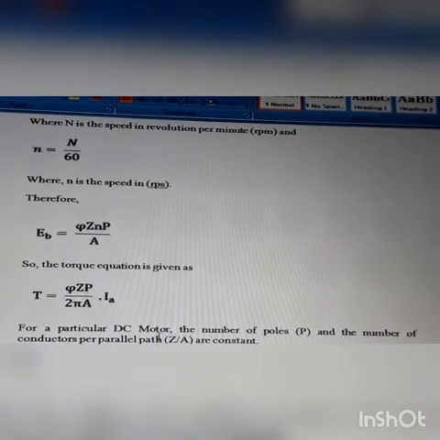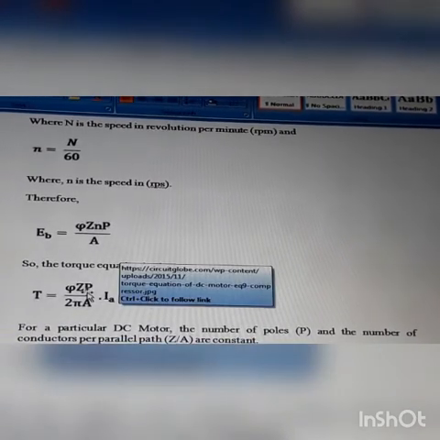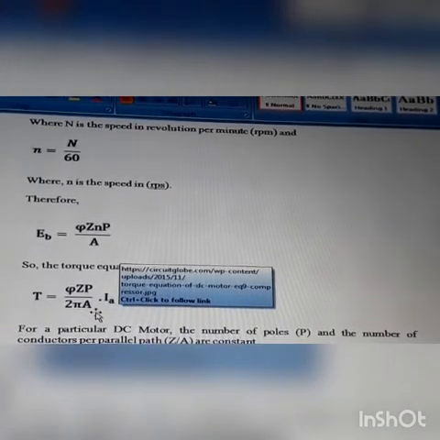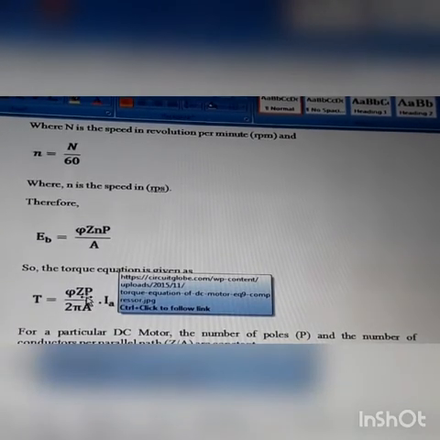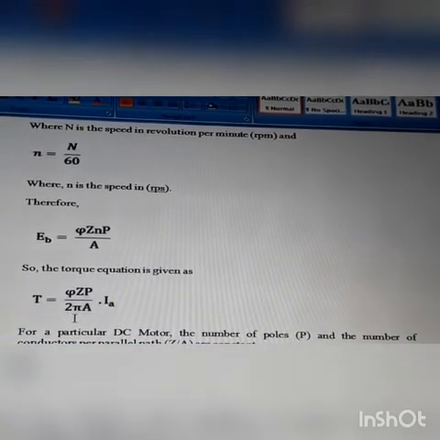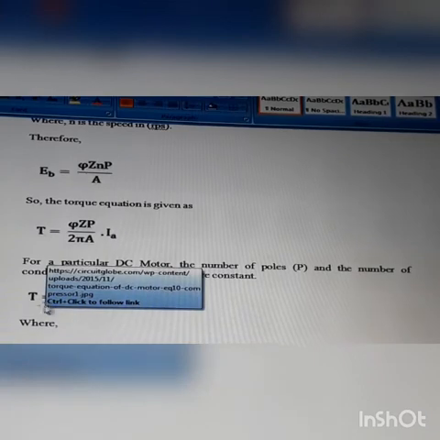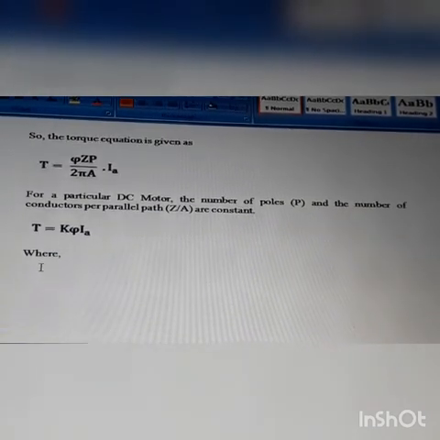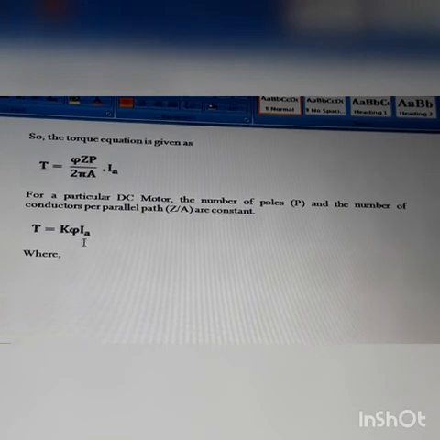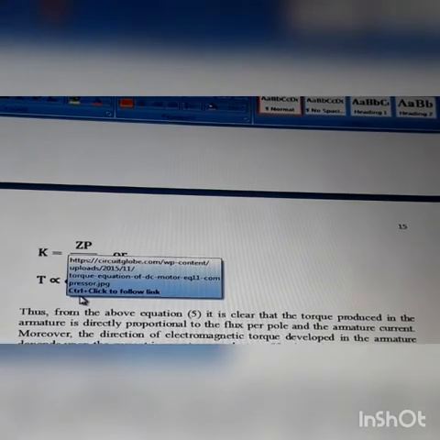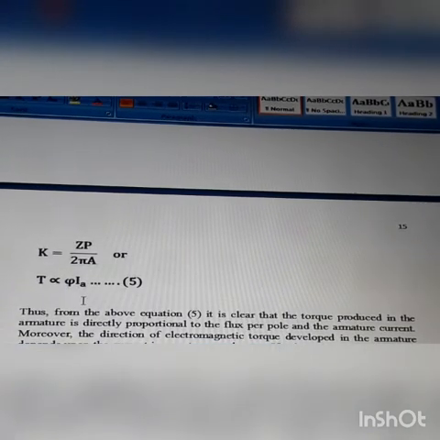For a particular DC motor, the number of poles P and the number of conductors per parallel path, that means Z upon A, are constant. So P is constant, Z by A is constant, and 2 and π are also constant. So we will get T = KφIA. Replacing equals by directly proportional, torque is directly proportional to φIA. This is the final equation: T is directly proportional to φIA. It is the torque equation of the motor.